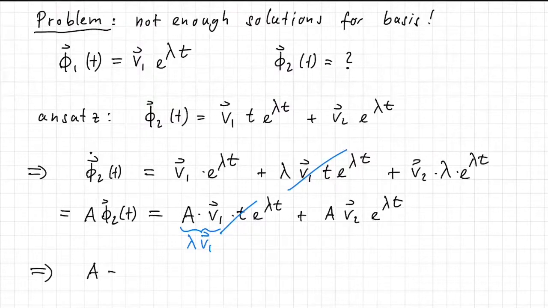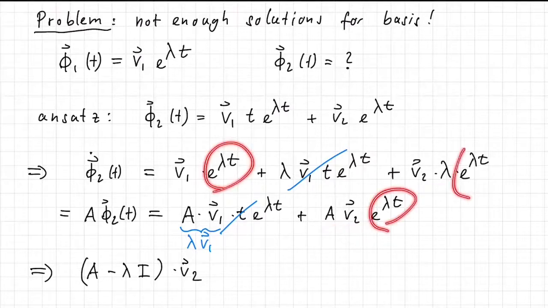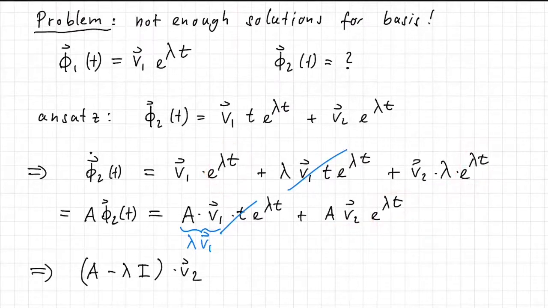And if we do that, we arrive at A minus lambda times the unit matrix times v2, so this is this term here and this term. The exponential here cancels out, so I can remove it from both sides of the equation, equals v1. And that means we can find a solution if we can solve this equation. So this is again the general equation, you know. Let's just apply it now to the example that we just started in the previous slide.